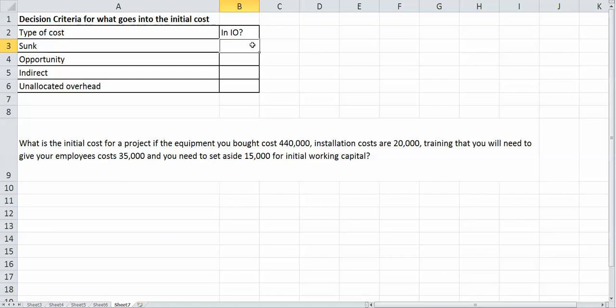We bought it 2 years ago. Nobody's using it. And even if we do this project or if we don't do this project, the machine's still sitting in the corner of this company. So obviously this is not going to go into our cost analysis or our initial cost anyways. So remember this. Never add sunk costs to your initial costs.